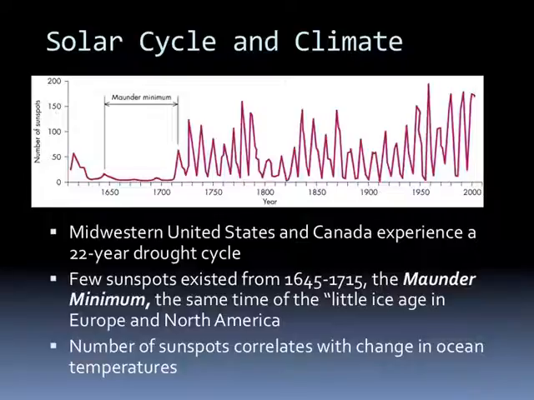Now, between 1645 and 1715, there was something called the Maunder Minimum. It happened at about the same time as what they call the Little Ice Age in Europe and North America. Essentially, there were almost no sunspots during that time. We don't know why. The number of sunspots correlates very highly with changes in ocean temperatures.